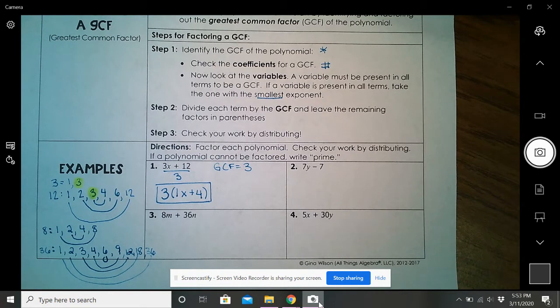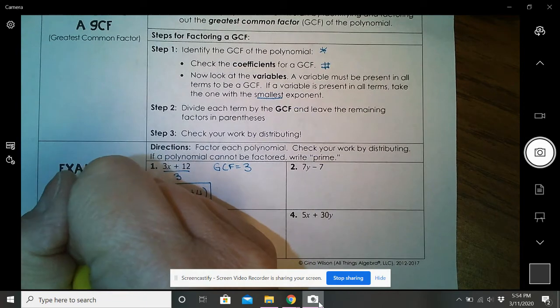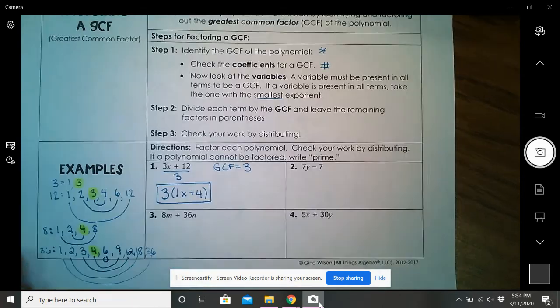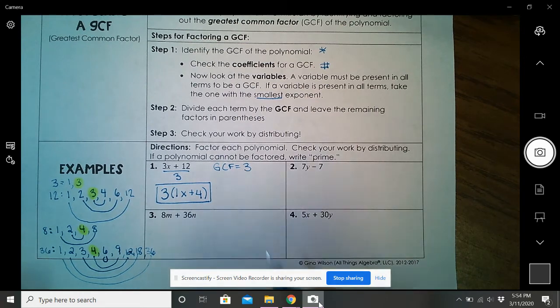So I've got all my factors of 36 written out here. I am looking for the greatest common factor. I'm looking for the biggest number that's in both lists, and that biggest number is 4. So the greatest common factor of 8 and 36 is 4.